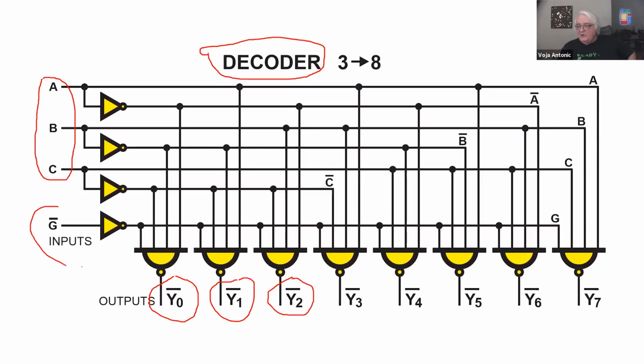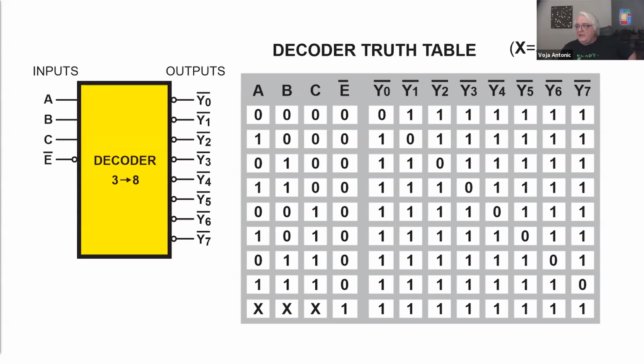There is one more input here. It's the gate impulse input. When it's passive, then all outputs are passive. Then it actually enables the selected output, and it enables actually the whole decoder here. Here is the truth table for the decoder.